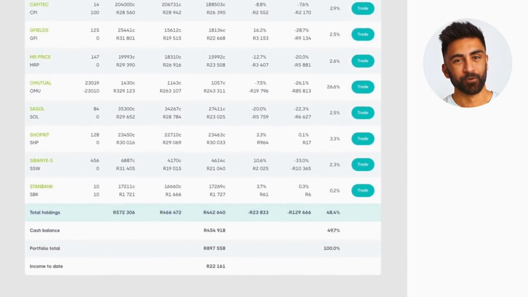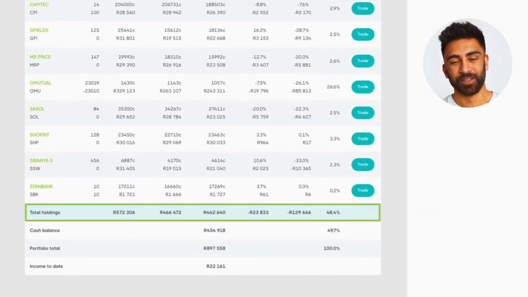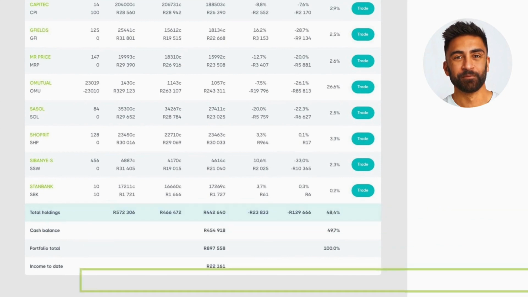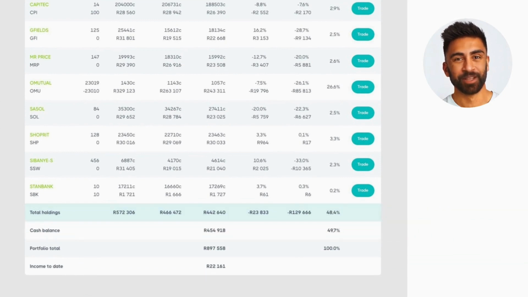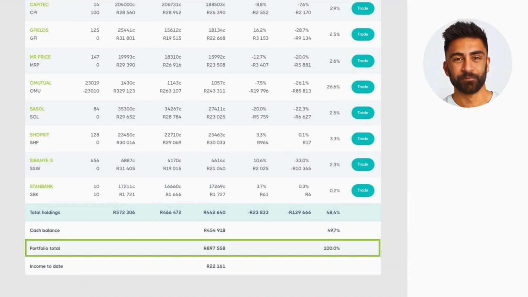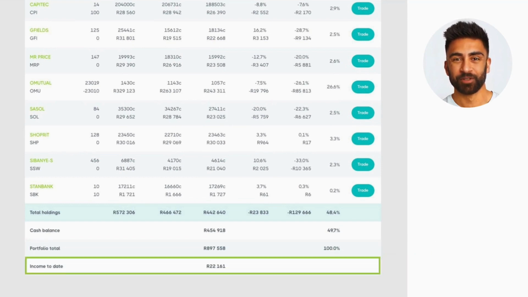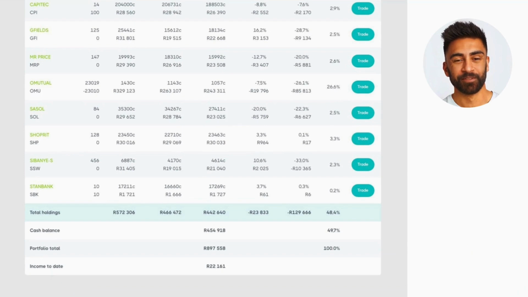The bottom of the portfolio table shows you the total value of the instruments you own, your cash balance, the total value of your portfolio, and the income that you've earned. These values match the ones in the scoreboards that we looked at earlier.